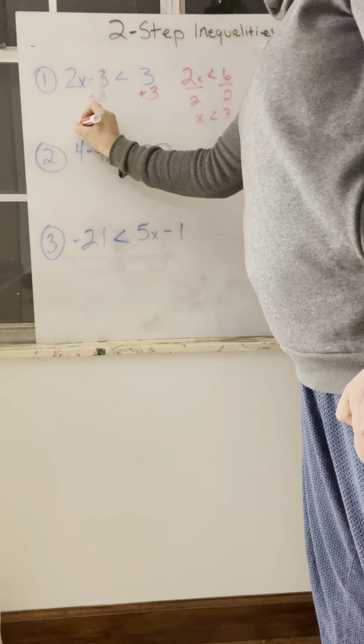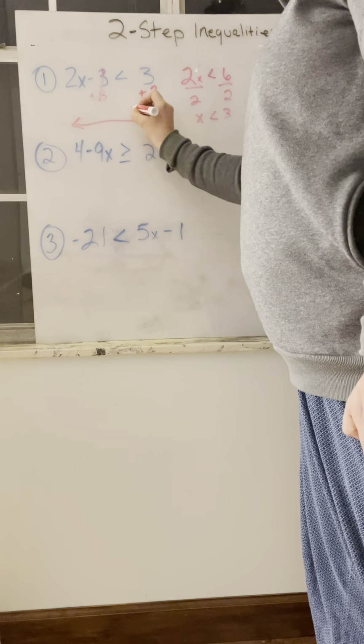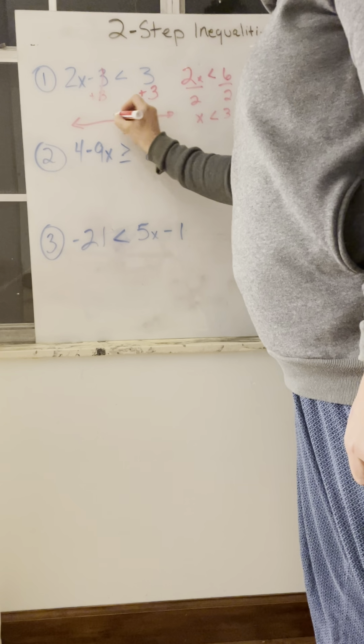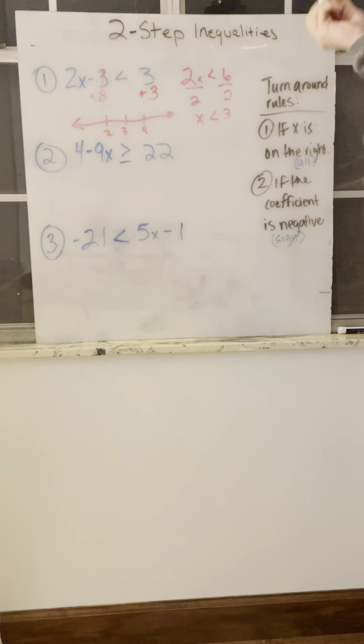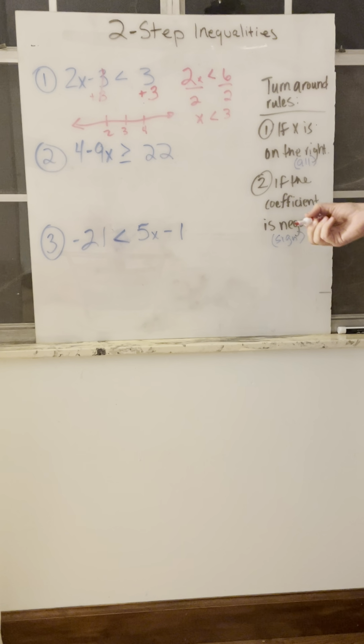To graph that, I'll just put a 3 here, 3, 4. I don't know if you've noticed this, but I make my number lines to suit the needs of the problem. If my answer is 3, I'm not going to make a number line 0 to 20 or negative 2 to 4. Like that just doesn't really make sense, okay?